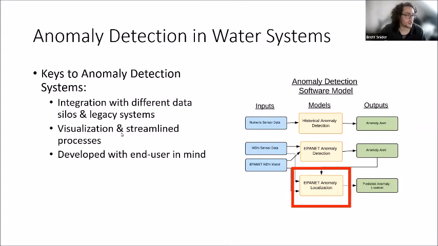The next two models, the EPANet anomaly detection and EPANet anomaly localization models, are developed specifically for water distribution systems to detect and locate anomalies. So these models follow a model-driven approach. So it uses the hydraulic model to calibrate it and to perform scenarios that you wouldn't want to perform in real life, being able to model and then calibrate the sensors or the anomaly detection to appropriately identify these anomalies.